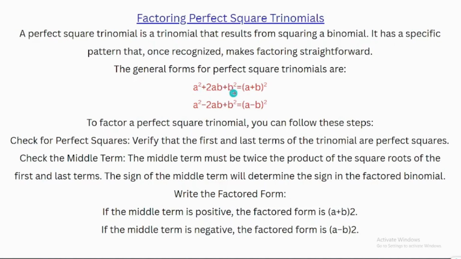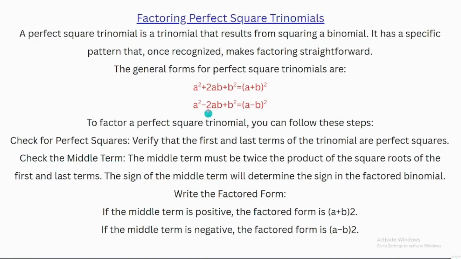What is the meaning of perfect square? It has a root. When we get the square root of a squared, it will be a. When we get the square root of b squared, it will be b. So this is a perfect square.